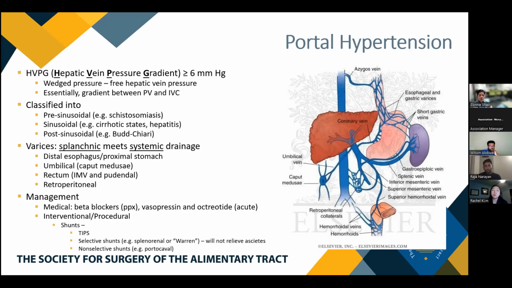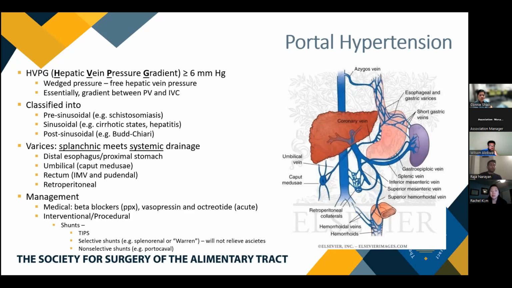In terms of general portal hypertension management, there are also more selective shunts like the splenorenal or Warren shunt. However, because these are more selective shunts, they won't necessarily relieve all of the sequelae of portal hypertension. For example, the splenorenal shunt will not relieve ascites.